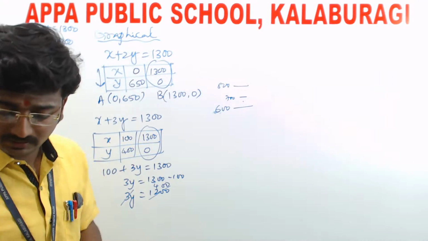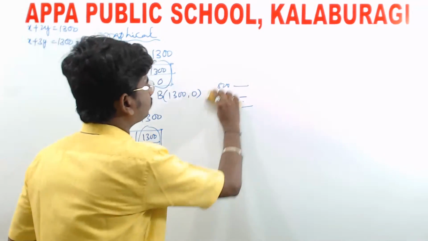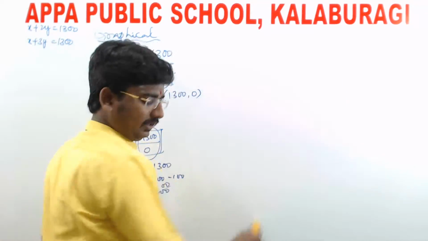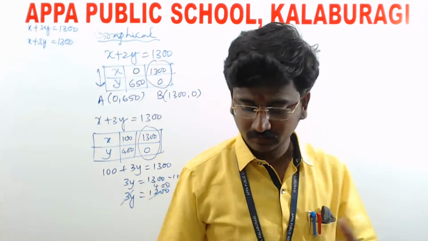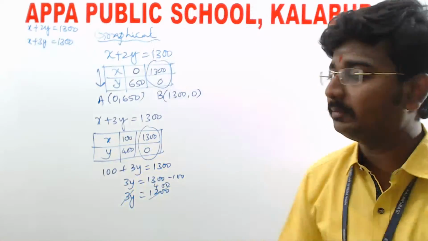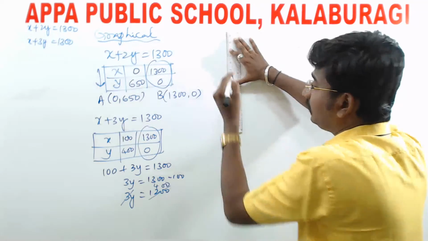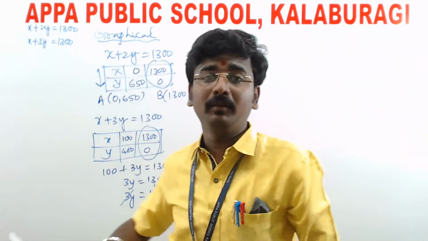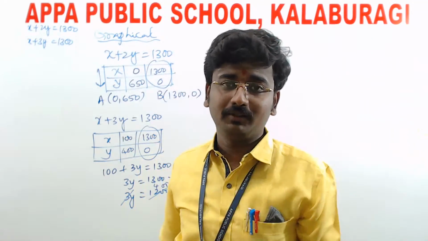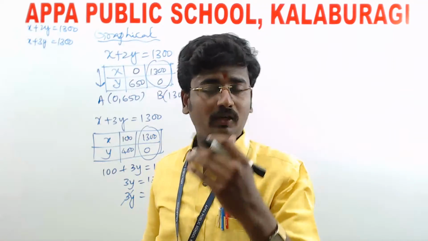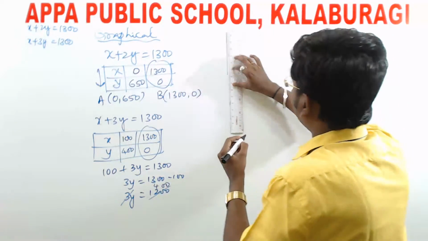So let me draw the scale now. If you want to take multiples of 200 or multiples of 100. So what I will do, see, even you can say 0.5 centimeter as 100. Choice is yours, 100, 200. So let me draw the graph.